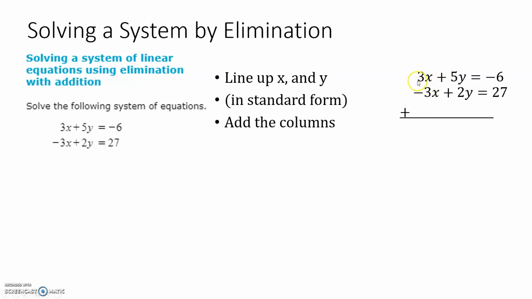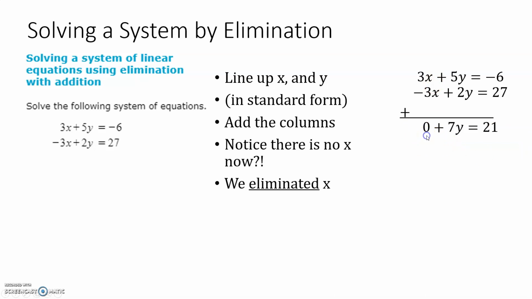So these cancel, 3x minus 3x gives us 0. These add up to 7y, and these add up to 20. So notice we've added and eliminated x. We've added the two equations, and there's no x. We eliminated it from the equation. That's the whole goal here. We've done sort of the important bit in terms of solving it.